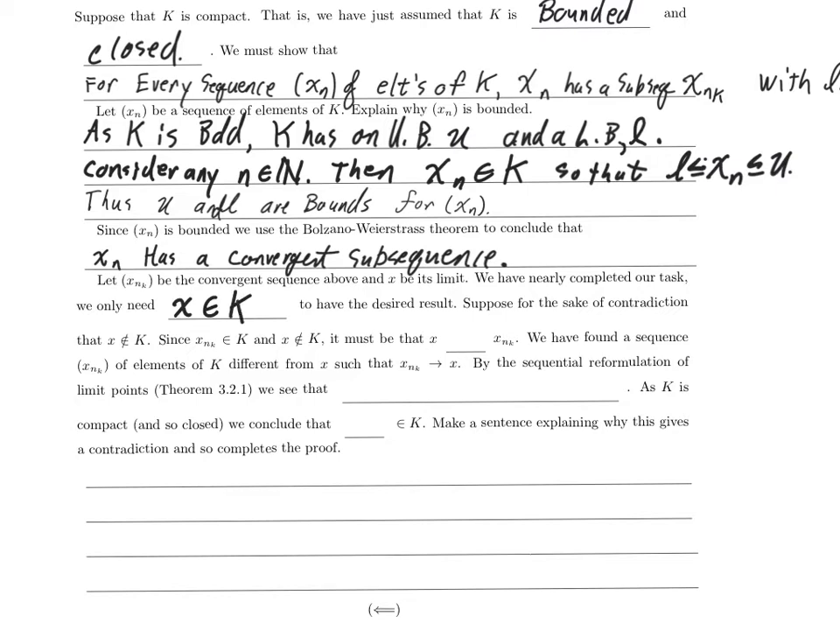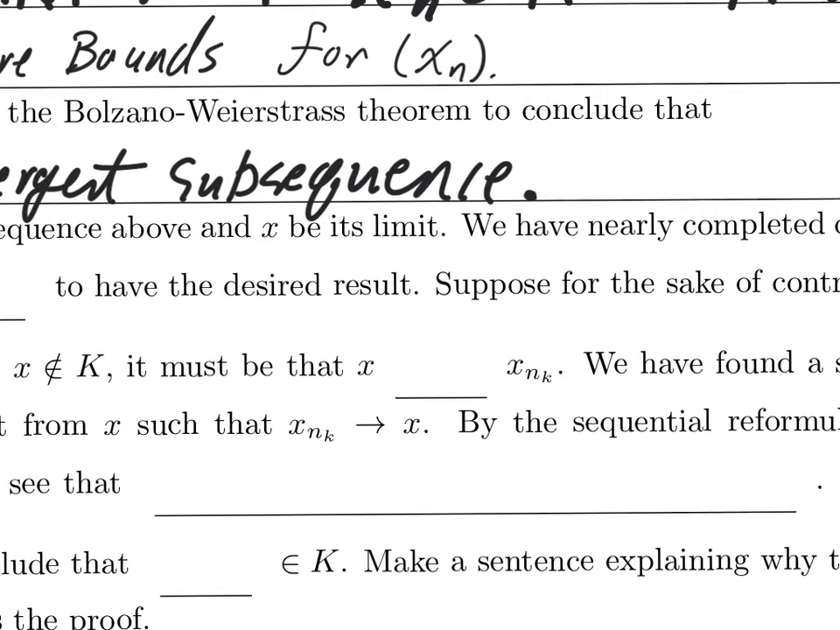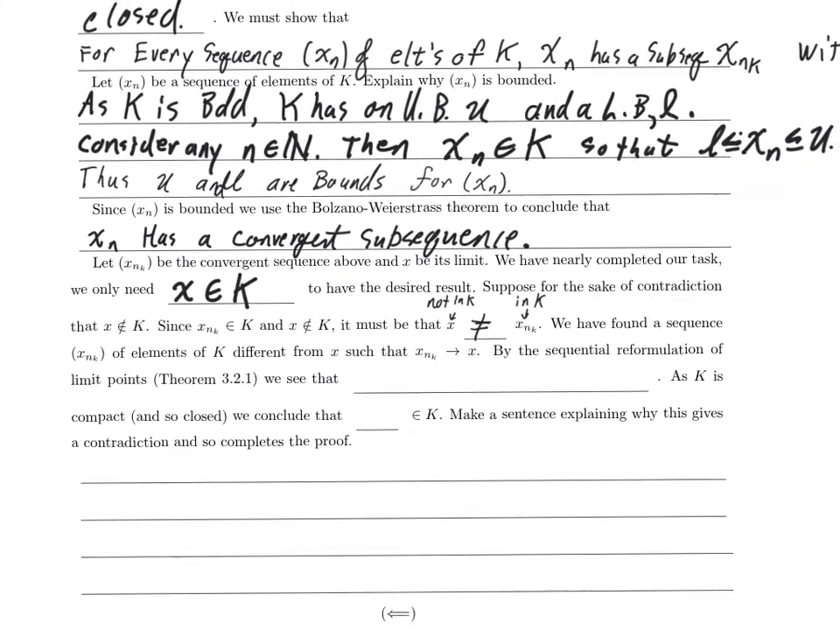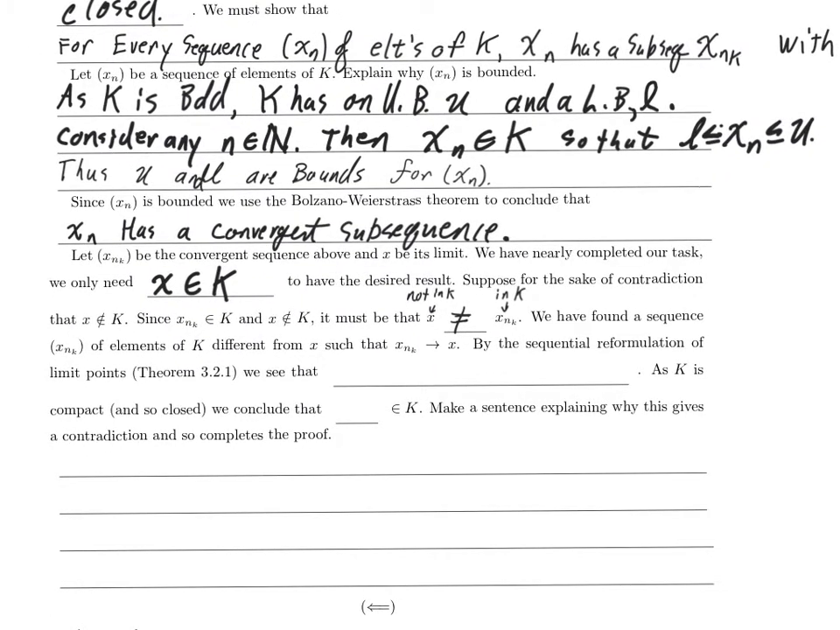Well, so let's suppose for the sake of contradiction that x is not in K. So I'm proceeding by contradiction. Well, I certainly have that for every natural number n, x_n is in K. So that means that for every natural number k, x_{n_k} is in K. Well, if x_{n_k} is in K, and x is not in K, then x and x_{n_k} certainly cannot be equal. Because this is not in K, this is in K. So they have a property not in common, so they can't be the same. Oh, neat. So let's see what we found.